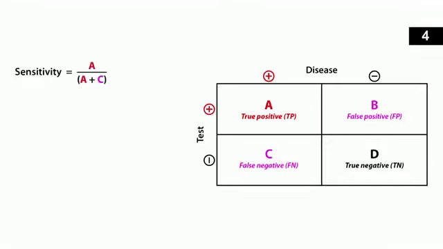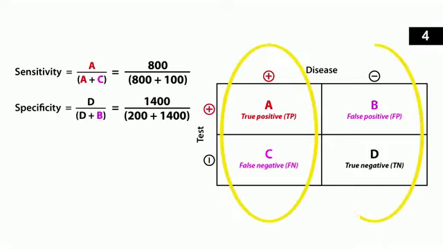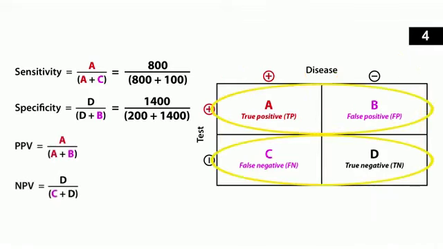Sensitivity is true positives divided by everybody with the disease. So here the number is 800 divided by 800 plus 100, or 800 over 900. Specificity is the true negatives divided by everybody who does not have the disease. So this is 1,400 divided by the sum of 200 plus 1,400, or 1,400 over 1,600. Again, sensitivity and specificity are going vertically, and then positive predictive value and negative predictive value are going horizontally.